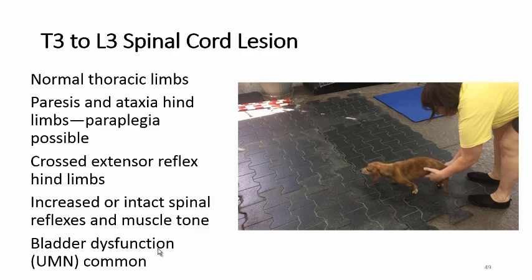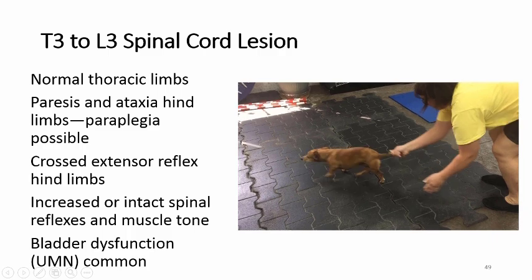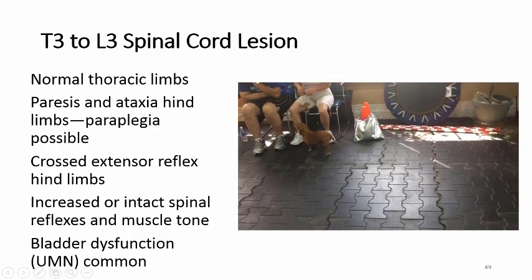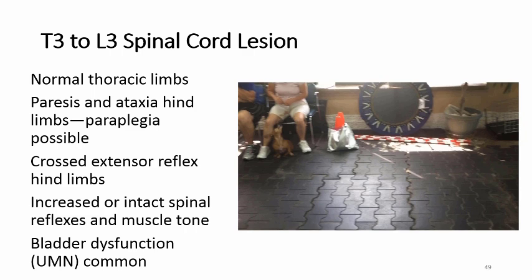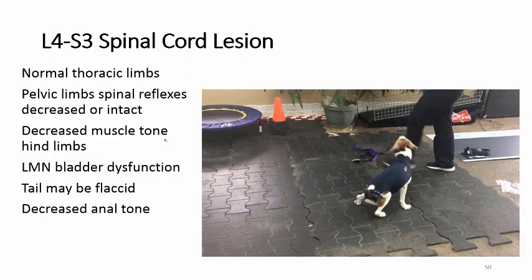Now, T3 to L3 spinal cord lesions. We have like this little dog. So this is your typical dachshund that's going to be normal in the front and have paresis and ataxia in the hind limbs. We will have crossed extensor reflex only in the back legs, and we can have increased or intact spinal reflexes, muscle tone, and bladder dysfunction. Upper motor neuron bladder dysfunction is very common.